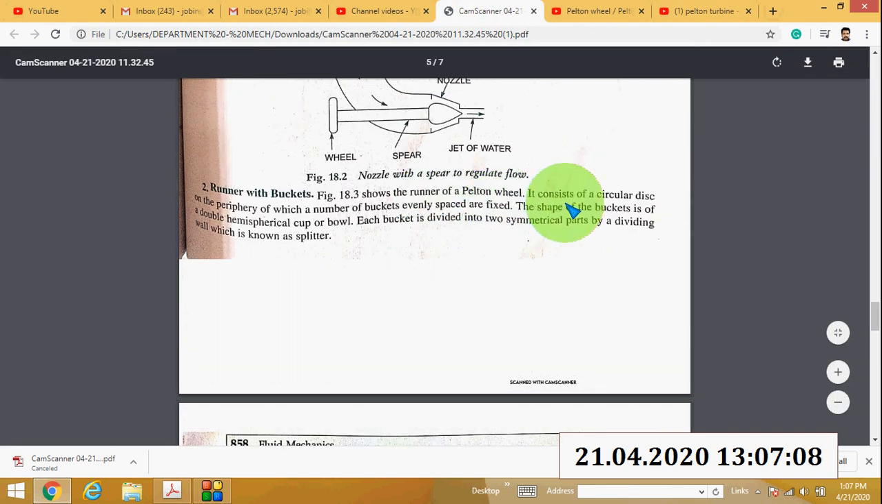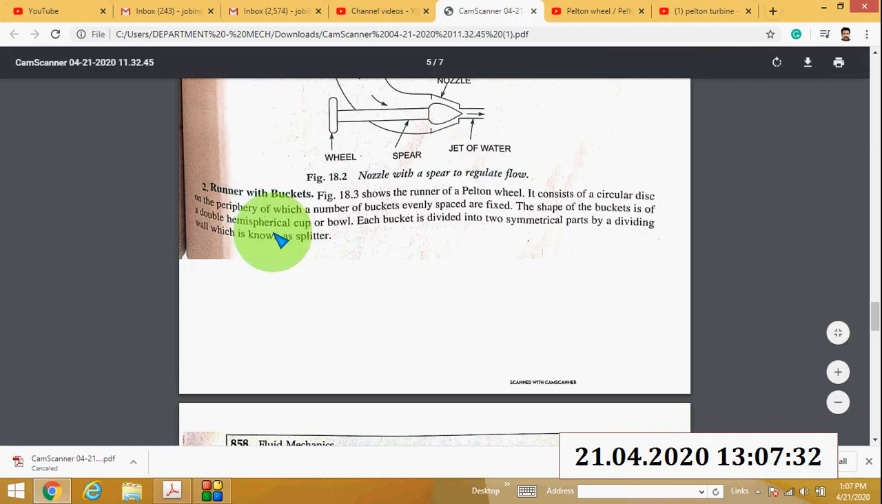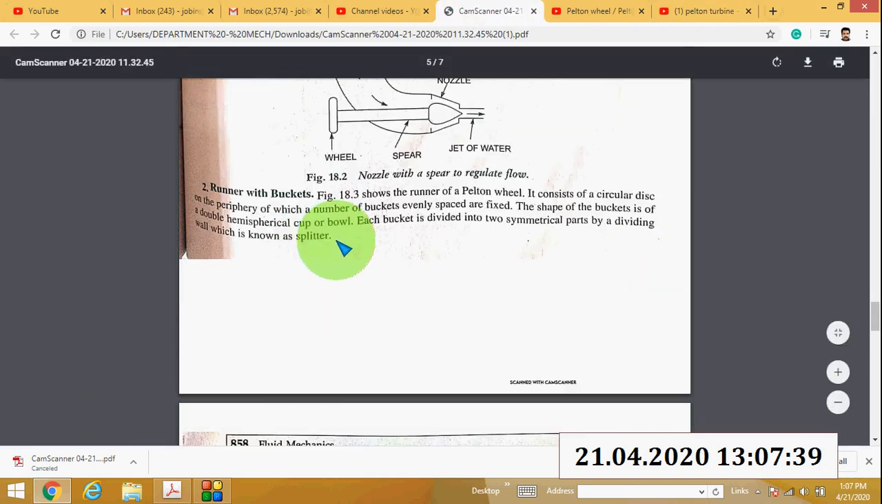So the runner of a Pelton wheel consists of a circular disc on the periphery of which a number of evenly spaced buckets are fixed. The shape of the buckets is a double hemispherical cup or bowl. You can see it is not flat and not simply curved; it is two hemispheres, a double hemispherical cup or bowl.